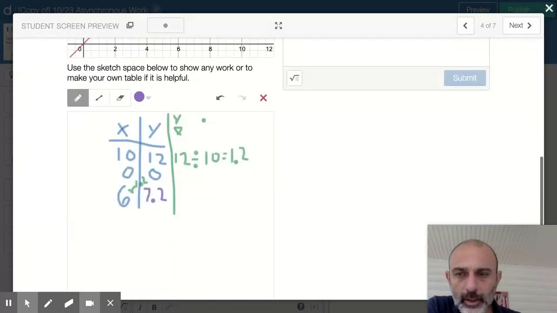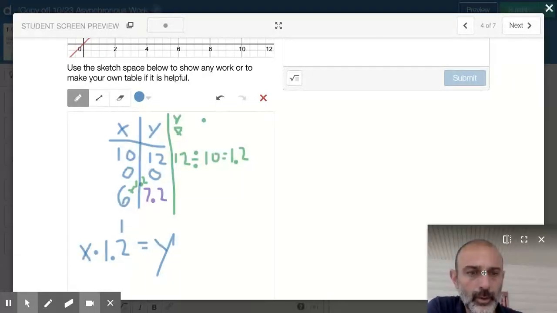And then I asked about when x is 1. So you should be able to do that pretty easily. When x is 1, what would y be? And what am I always doing? I'm always multiplying x by 1.2 to get y, right? So it's always x times 1.2 equals y. And so that's going to be our equation because the constant of proportionality is 1.2. So take that and do the rest of this question with that help.